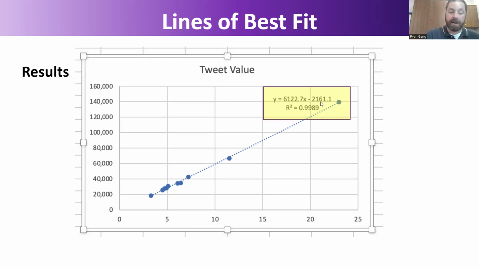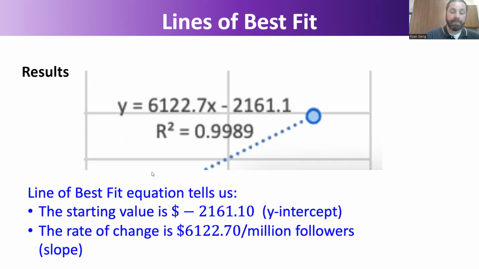That's what I'm going to focus on right now. So we're going to take a look at that a little closer. This first part is the line of best fit. Notice it's in slope-intercept form. My slope is 6122.7, and my y-intercept is negative 2161.1. So the starting value is negative $2,161.10. That really doesn't make any sense in this problem.